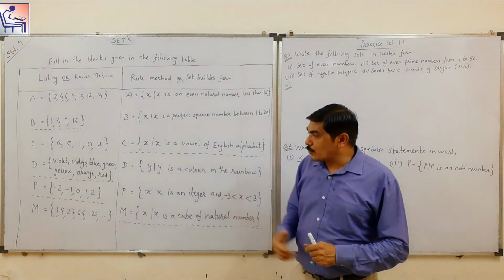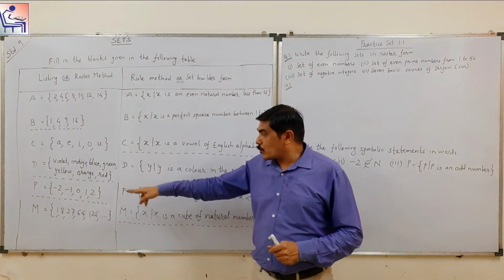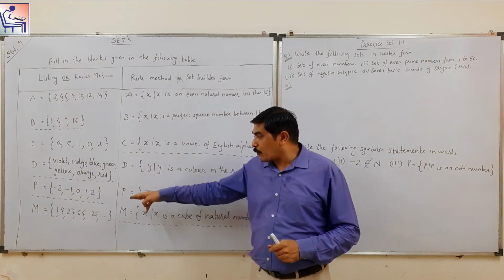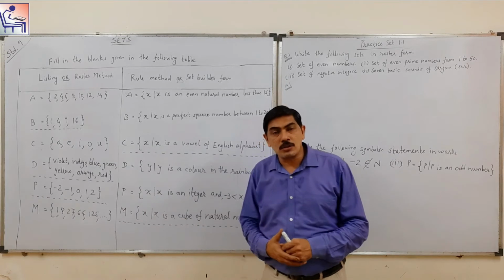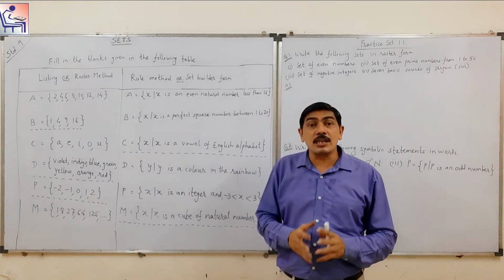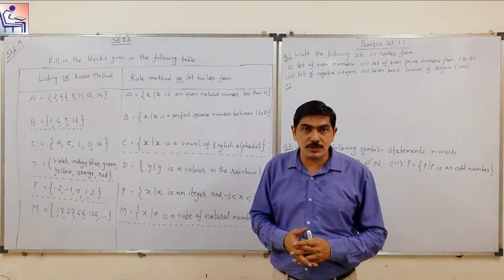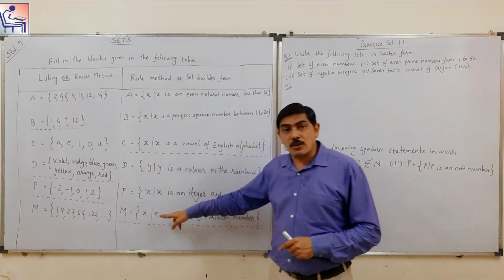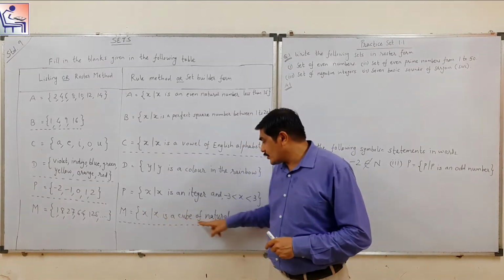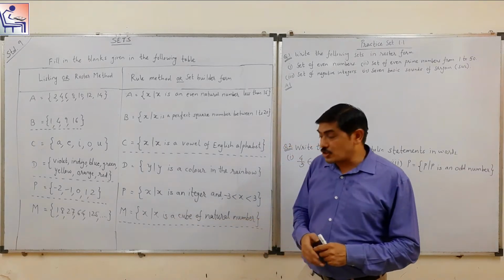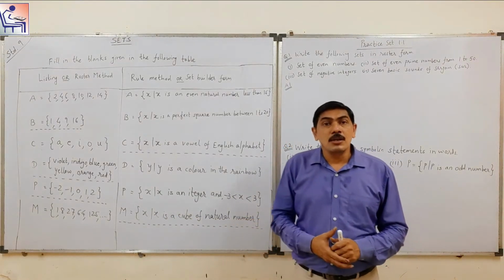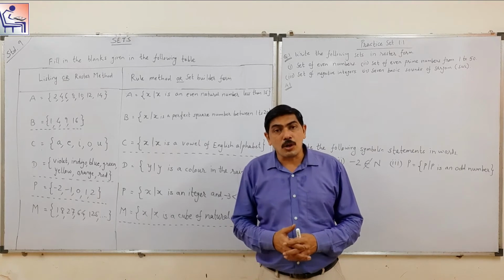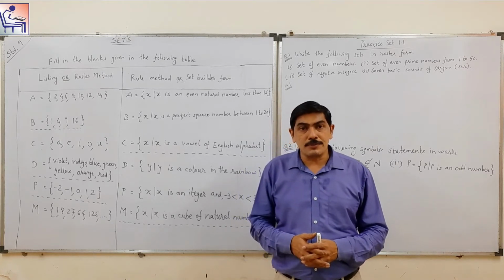Now the last one, M is equal to 1, 8, 27, 64, 125 and so on. Here we can understand these are the cubes of the numbers. So we will write it as M is a set of all X such that X is a cube of natural number. Okay, so these are the cubes of natural number.